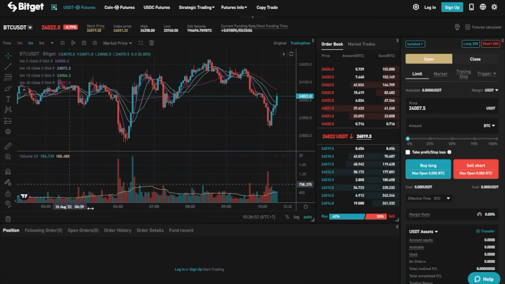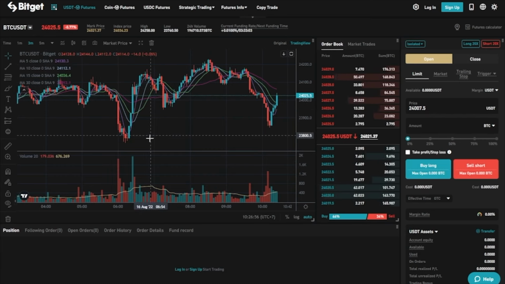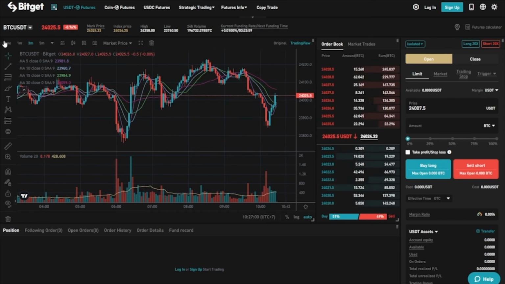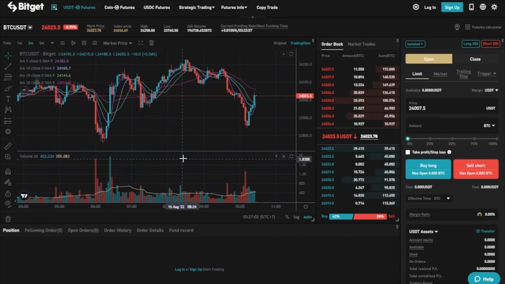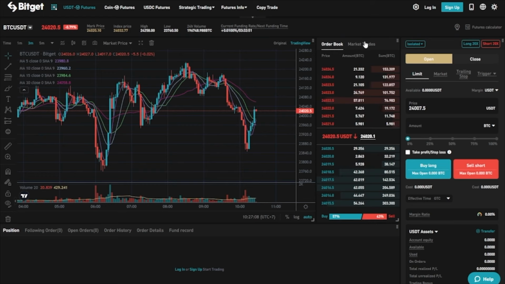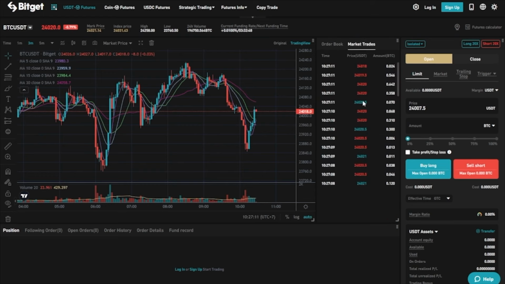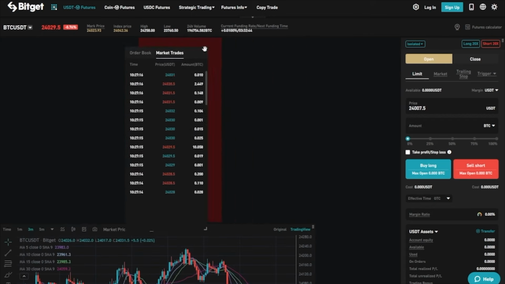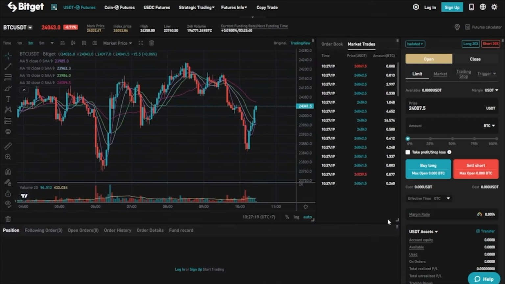So here is the trading screen on Bitget. We have all of your standard TradingView tools and equipment here on the left hand side, along with a chart that you can edit as you like. As well as that, on the right here, you have an order book and a very efficiently placed tab here where you can switch to see the most recent trades as well. You can also drag this stuff around to see what you're more comfortable with.